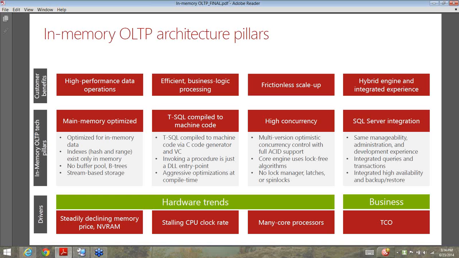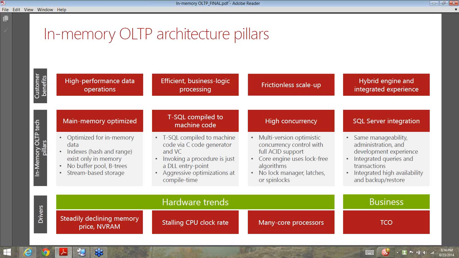So if you see on the deck at the lower bottom right, the memory prices are declining steadily. Also, the CPU power, or the CPU clock rate, I should say, is getting stalled over a period of time. And since you have multi-core processors available, these are basically the driving factors behind in-memory OLTP.